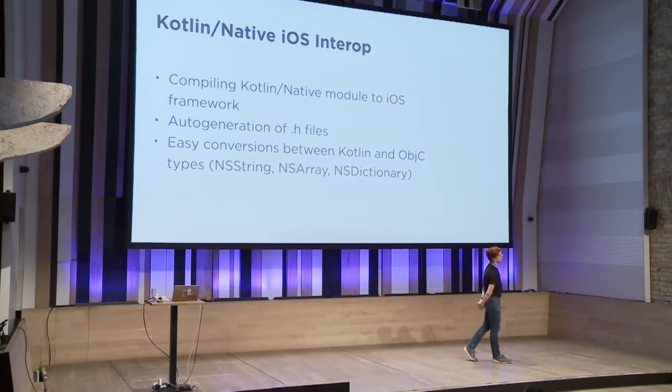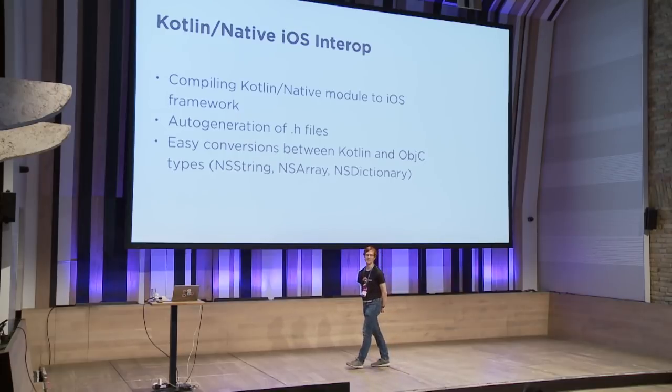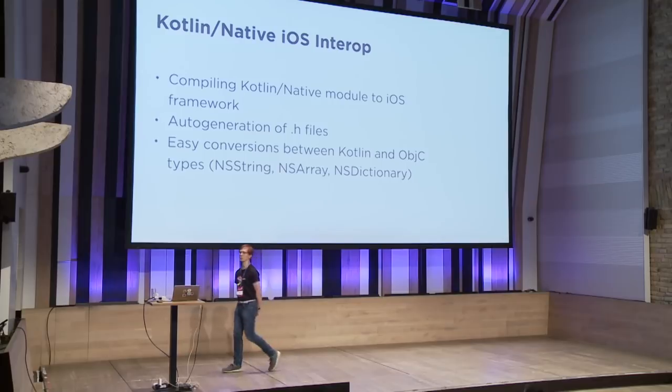We also support conversions between the Objective-C native types and Kotlin Native types. On the JVM, these conversions do not exist because we just use the native types as they are. On Kotlin Native, this is not possible, so we have this extra level of conversion and wrapping, but it's supported and it's easy to use.